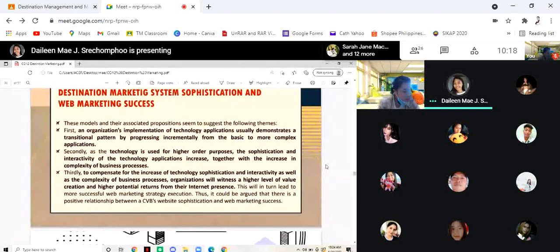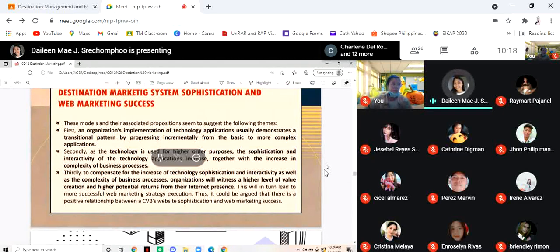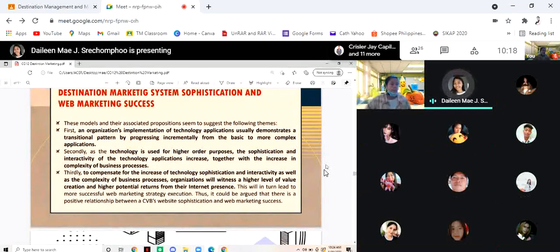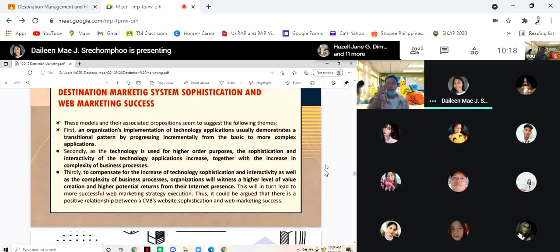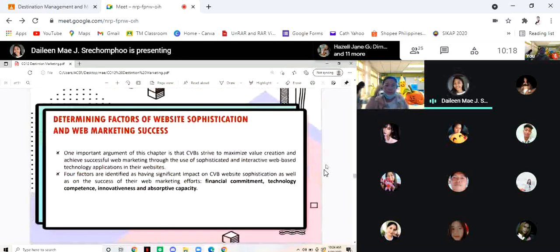So, yun nga. Kapag yung CVB website ay perform ng maayos yung kanilang functions, nagli-lead yun sa a much more sophistication and web marketing success na kailangan ng mga destination para makapag-generate ng much more bigger revenues. Determining the factors of website sophistication.